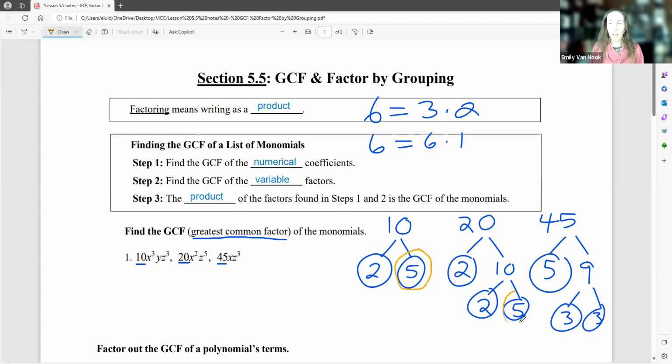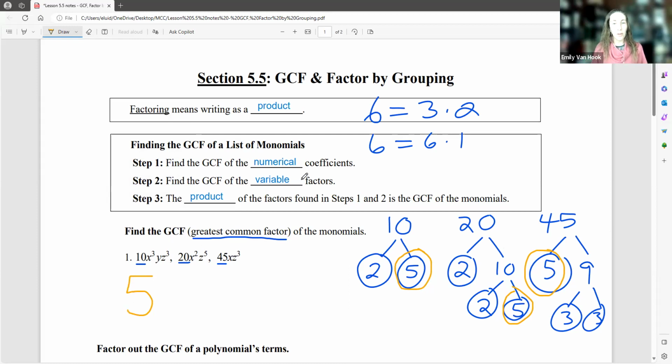So I'm going to circle that. The greatest common factor of these numbers is 5. So the greatest common factor of 10, 20, and 45 is 5. That's the only factor that all 3 numbers have. So that's going to be the first part of our answer, 5. So the GCF of 10, 20, and 45 is 5.